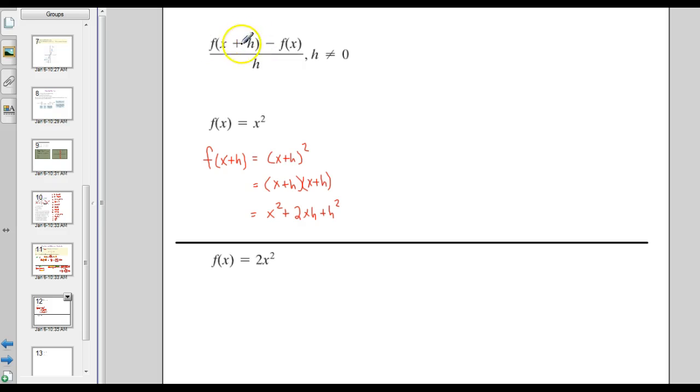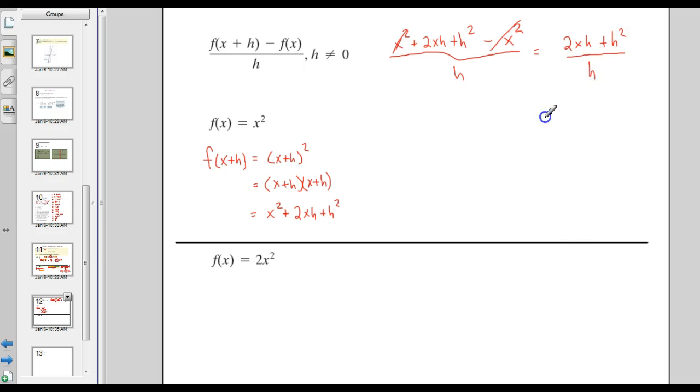So I'm going to replace this, x squared plus 2xh plus h squared minus f of x, which is x squared, minus x squared all over h. Okay, x squared cancels with the minus x squared. We're left with 2xh plus h squared over h.